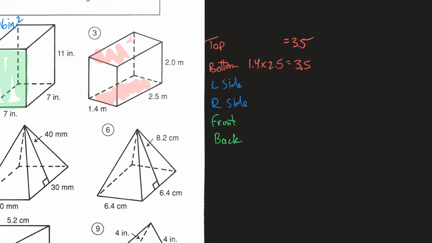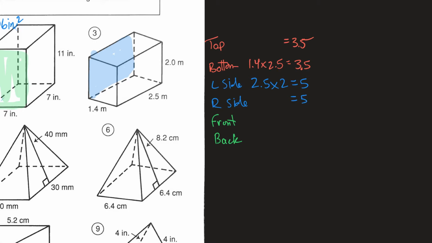Next, I'm going to erase this here, and I'm going to go with the left side, and the left side is going to be this here, the area of that, and that is 2.5, because that's 2.5 right there, so it's 2.5 times 2. I know that that is 5. And the right side is going to have the same area. Left side, right side, they're both going to have the same area.